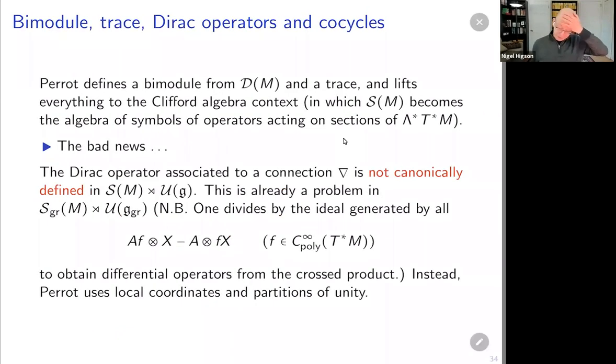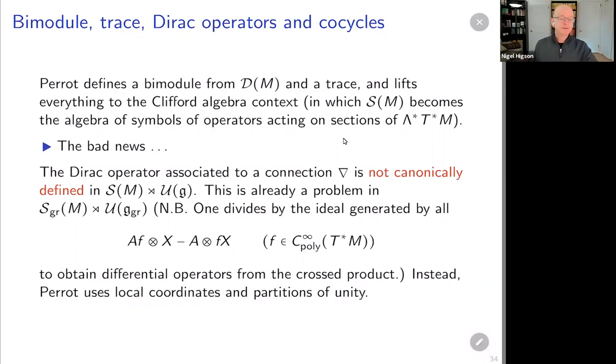And when you do this, now you want to build the Dirac operator. Okay, let's bring back the Clifford algebras and so on. What you find is a little bit discouraging to begin with, because if you fix a connection on the manifold M and attempt to build a Dirac operator according to the usual formula, it's no longer canonically defined. You can't just write down the usual formula and say it's coordinate independent, because it isn't; it's coordinate dependent.